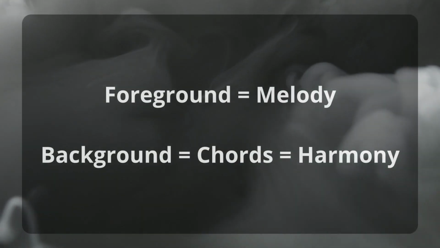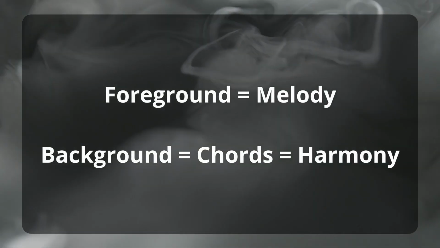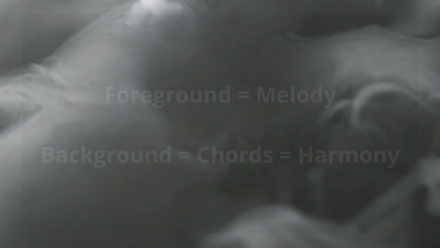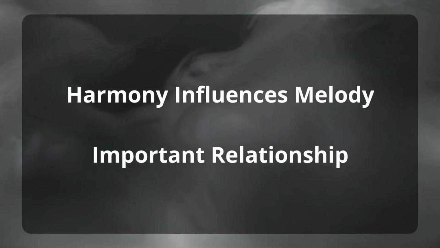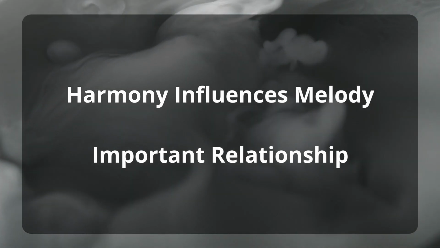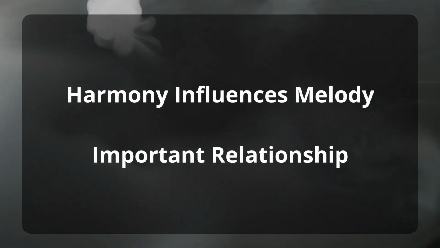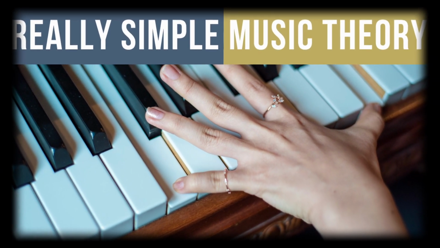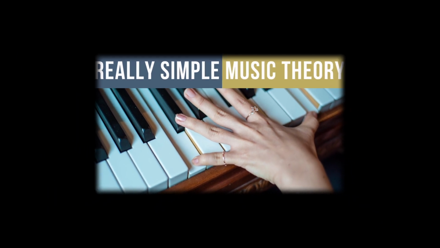It can also be thought of as the foreground of a song, with the background being the supporting chords or harmony. The harmony influences or colours the notes in a melody, which is why this relationship is significant in songwriting. If you need some help with basic music theory, including the idea of notes, beats and bars, then check out our really simple music theory video.